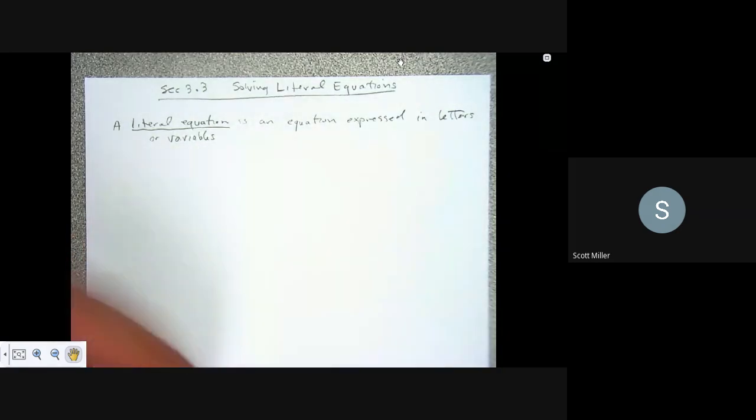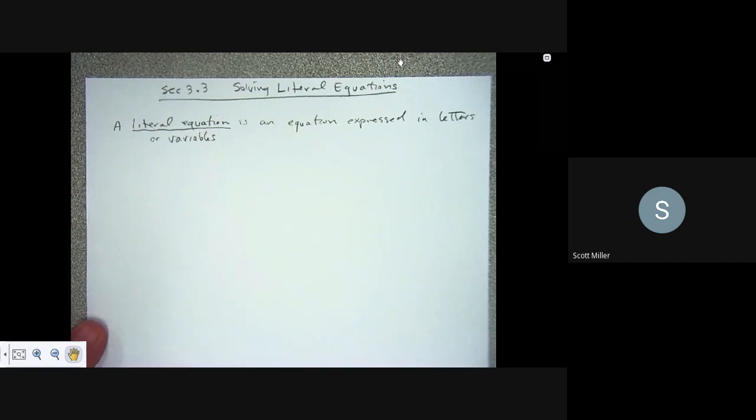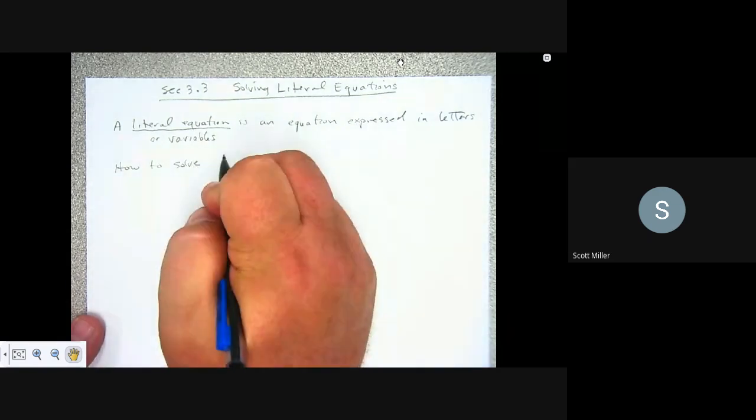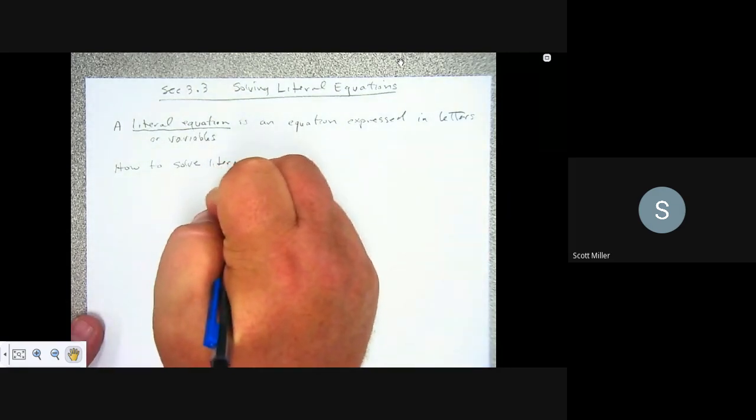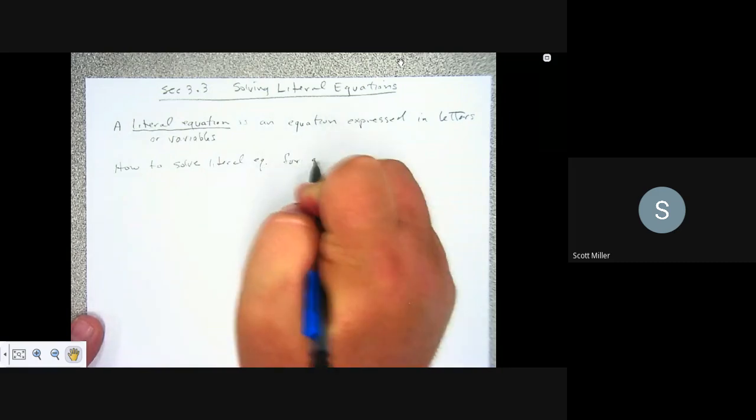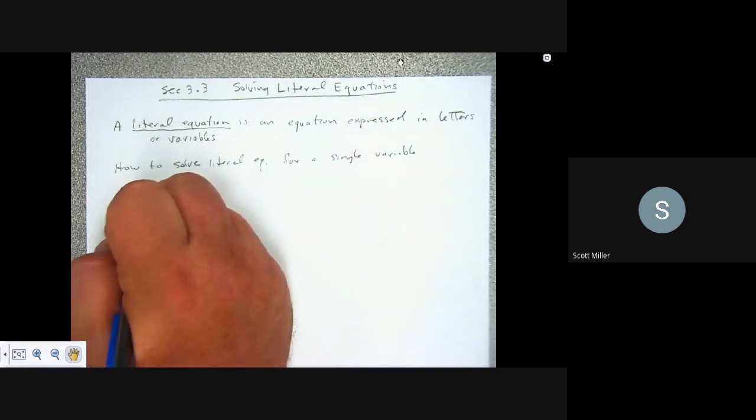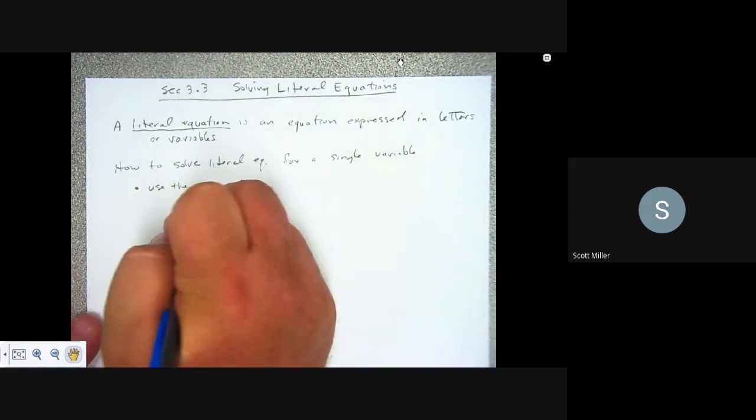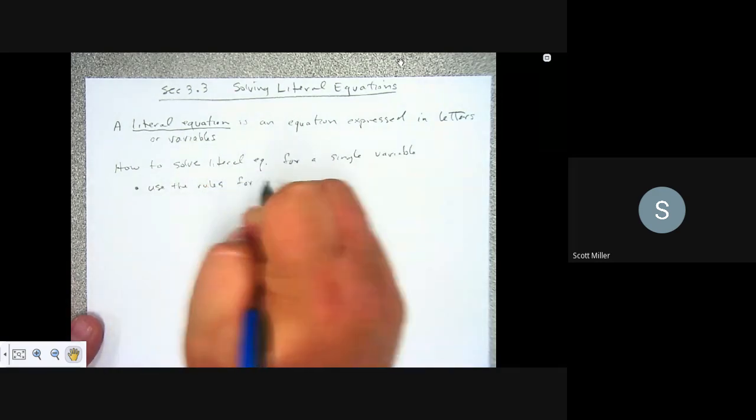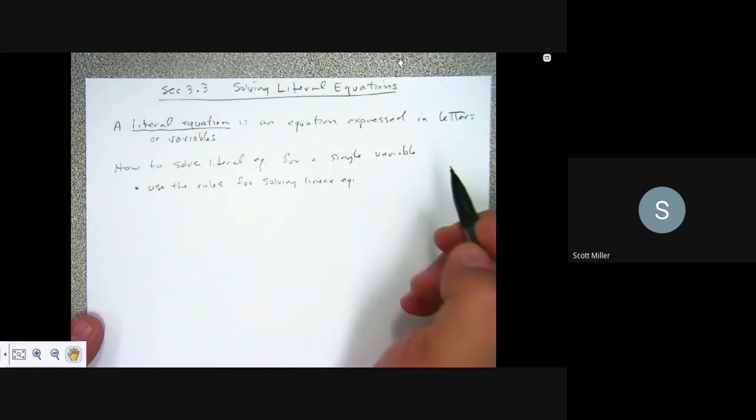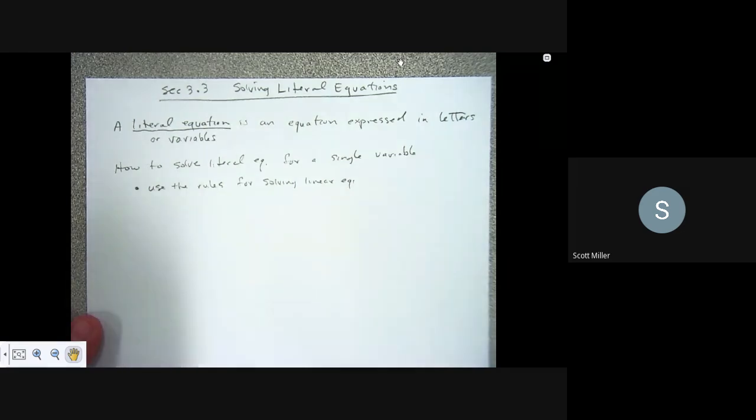And how do I solve a literal equation? When they ask you to solve a literal equation, they're going to pick one of the letters and then you want to get that to be equal to it. So how do I do that? How to solve a literal equation for a single variable. Well, you simply just use the rules for solving linear equations. And you're just making that one variable the one you're going to get by itself.